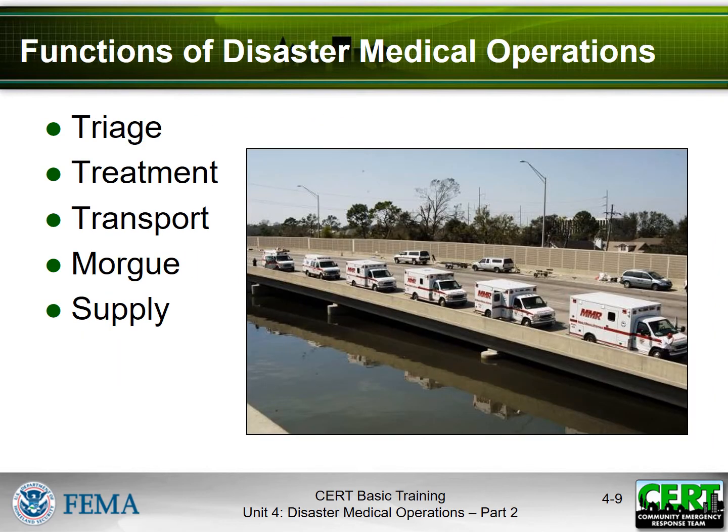Functions of disaster medical operations. First one is triage, then treatment, transport, morgue, supply. As you can see, all those AMR, American Medical Response vehicles on the bridge there, waiting to go into one of the cities down in New Orleans. So the functions of disaster medical operations: number one is to triage, then to treat, then to transport. If they don't need to be transported, but they need to go to the morgue, put them in the morgue, and then supply.